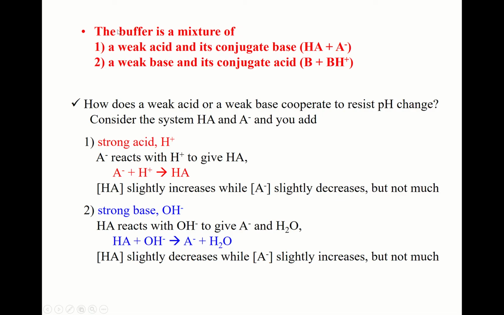Well, as I said, a buffer is a mixture of a weak acid and its conjugate base. Okay, it's a combination of HA plus A minus, or a mixture of a weak base B and its conjugate acid BH plus. Now let's see how this combination of weak acid and weak base, or weak base and weak acid, reduces pH change.